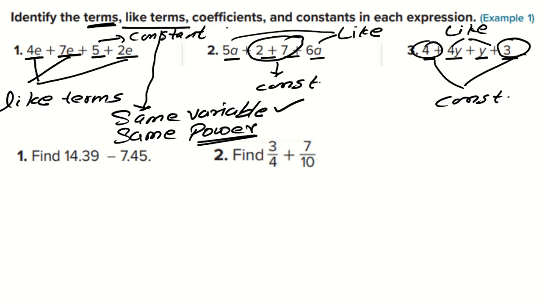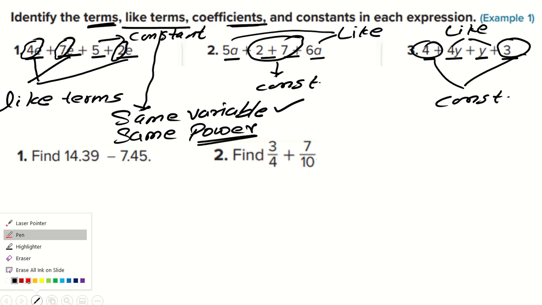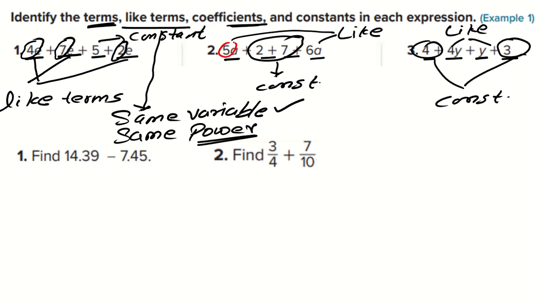Okay, and what is the meaning of coefficient? Coefficient means the number which is multiplied with the variable. So for example, 4 is multiplied by e, so 4 is the coefficient, 7 is the coefficient, 2 is the coefficient. Okay, in the same way you can see here 5 is the coefficient, 6 is the coefficient, then 4 is the coefficient, and here 1 is the coefficient because nothing is written with y. Okay, now this is the simple subtraction of the decimal points. So this is just write up and down.